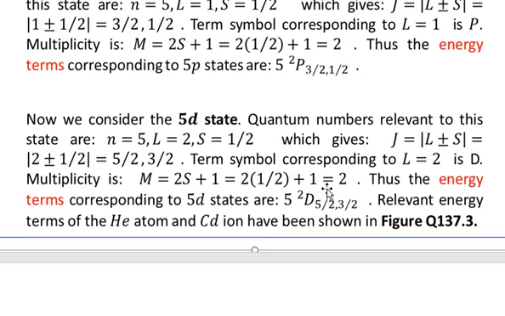Now, the second option is that we have raised the electron from the 5s orbital of the cadmium ion to the 5d state.